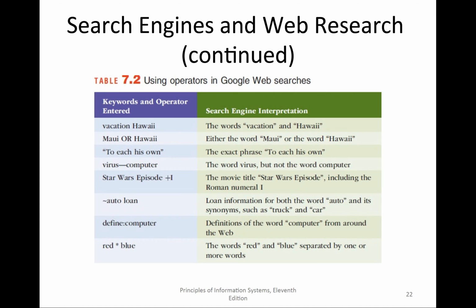Okay, you can search auto loan information both for the word auto and its synonyms such as truck and car, because you will learn about other kinds of vehicles. Then you can have define computer, the definition of the word computer from around the web. Then you can have red * blue, the words red and blue separated by one or more words. So I advise you to do that.